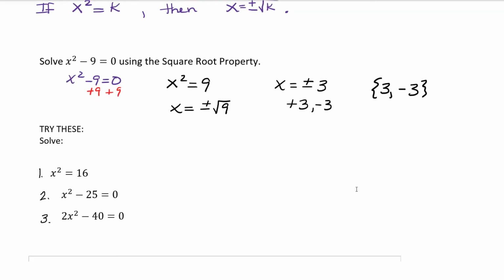First, I would like you to, if you're watching this video, pause the video and see if on your own you could work these three equations: 1, x squared equals 16; 2, x squared minus 25 equals 0; and 3, 2x squared minus 40 equals 0, using the square root property. Then resume the video and take a look at the solutions.